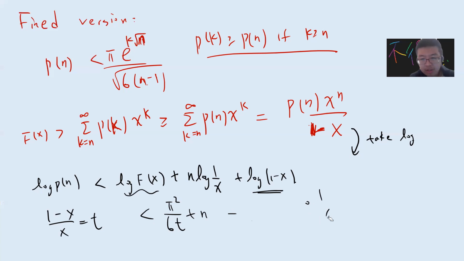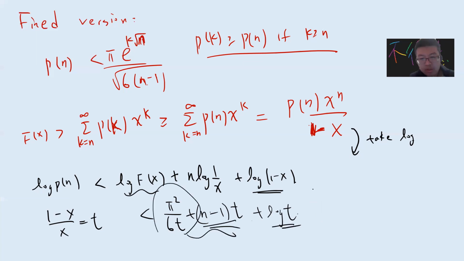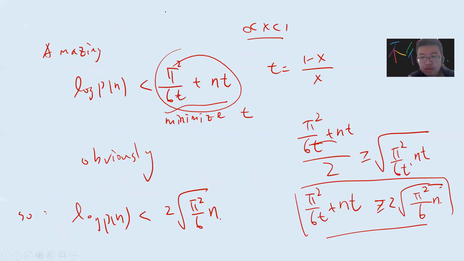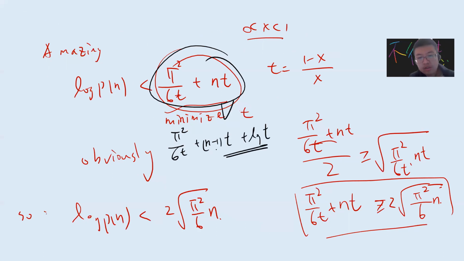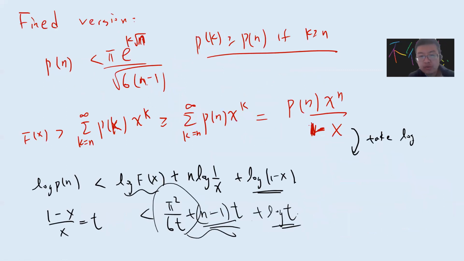So you get (n minus 1)t plus log t. This is pi squared divided by 6t plus (n minus 1)t plus log t, which is slightly less than the previous bound, because you subtract another t but only add log t. So this is the finer version compared to the previous one.